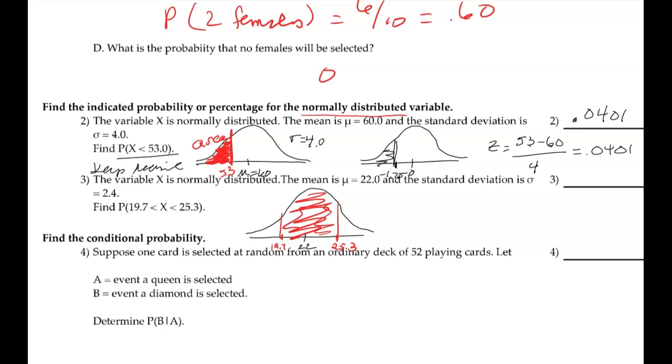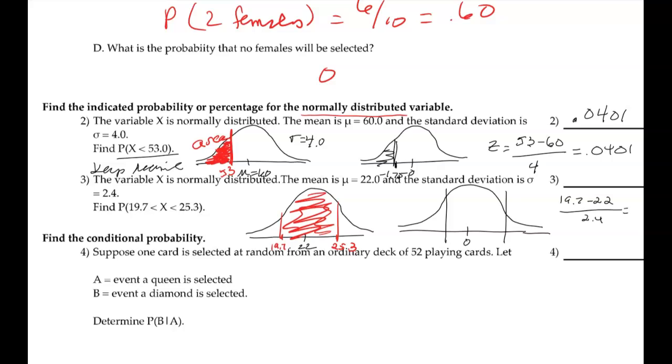Well, to get that, remember, you have to find two areas and subtract them from each other, but you can't find those areas until you standardize everything. So I want you to go ahead, stop the video if you haven't done this already, because again, if you're just watching me do this, you're not going to learn how to do it. And get the two standardized numbers for 19.7 and 25.3. 19.7 minus the mean divided by the standard deviation, which is 2.4.